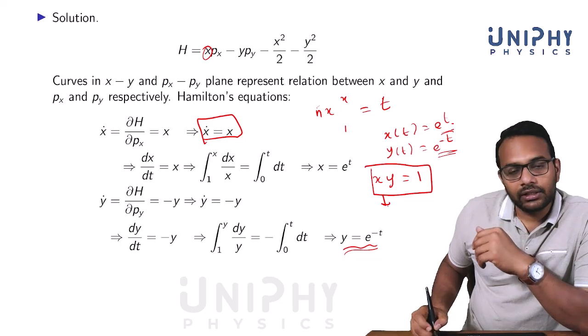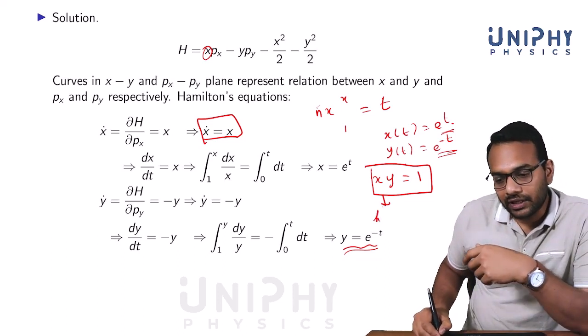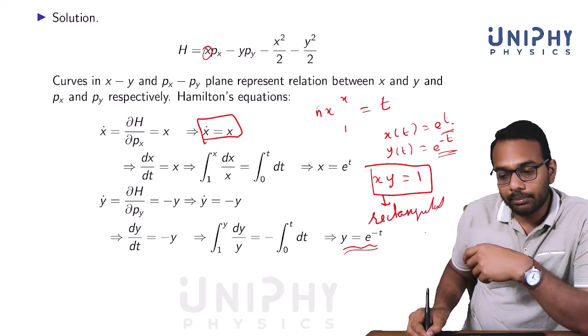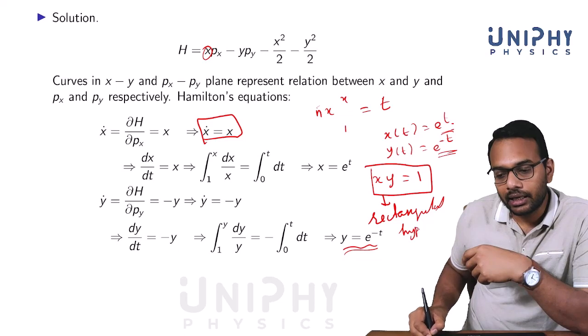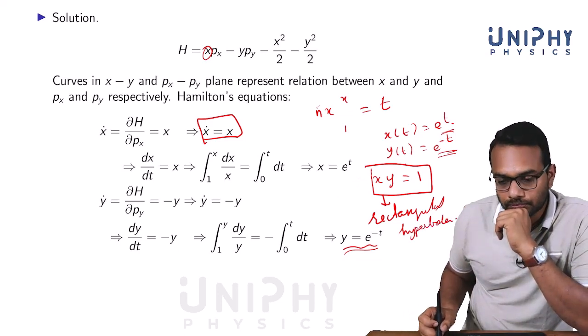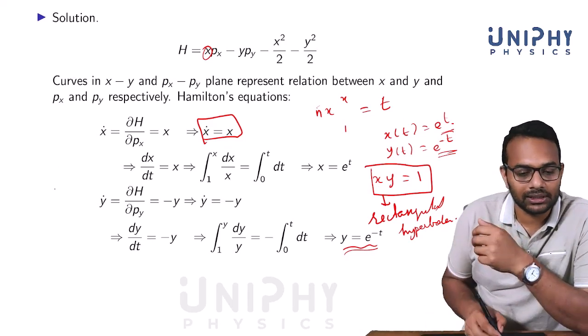If you can go and check, xy is equal to constant corresponds to a class of hyperbola. It's actually the equation for a rectangular hyperbola. xy is equal to 1, which means that the product remains a constant.